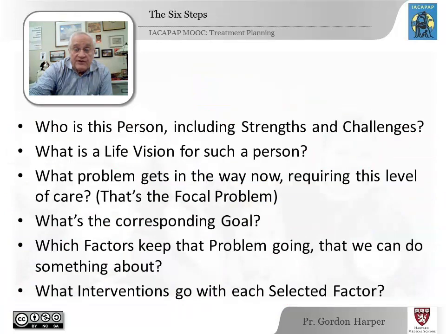Here the steps are listed as in part 1 of this MOOC. Who is this person, including strengths and challenges? What is a life vision for a person with such strengths and challenges? What gets in the way now, requiring this level of care? That's what we call the focal problem. What's a corresponding goal? What factors keep the problem going, and factors that we can do something about, and what interventions go with each factor?